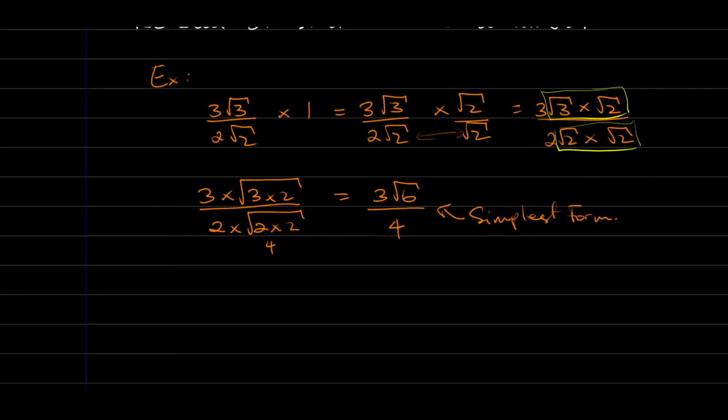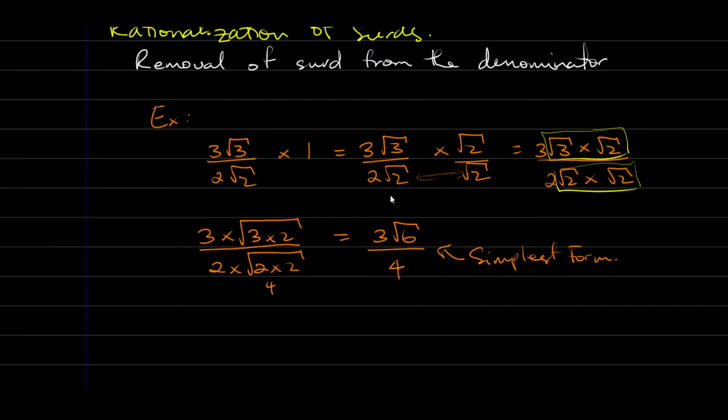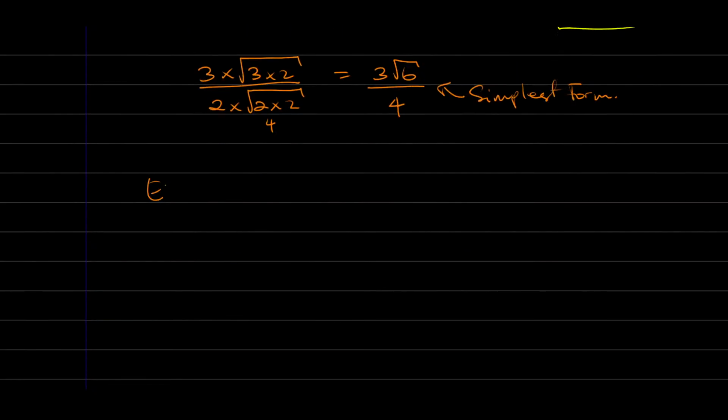You know what? Before I do that, let me just do one more of this rationalization of surds. This is one of the ways that you can do rationalization of a surd. Another way that you can do the rationalization is something that looks maybe like this: 4 over root of 3 plus 2. Now notice we have here a root of 3.